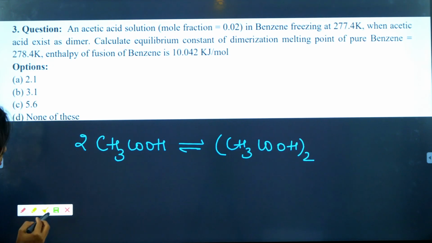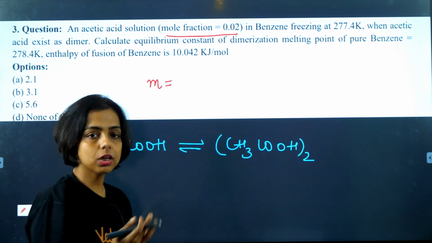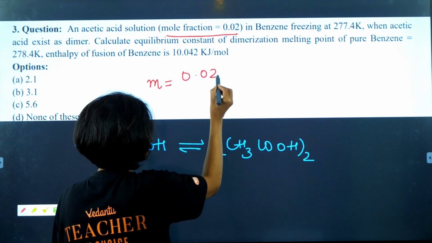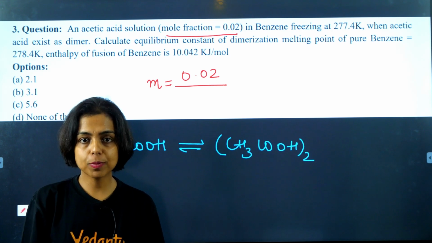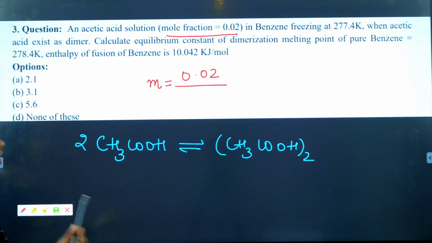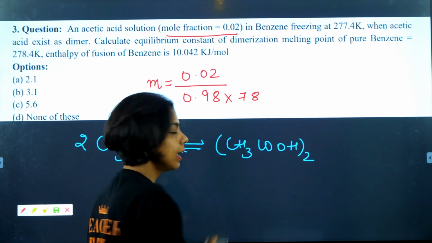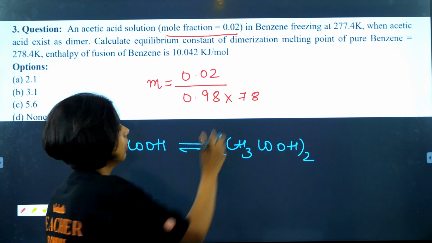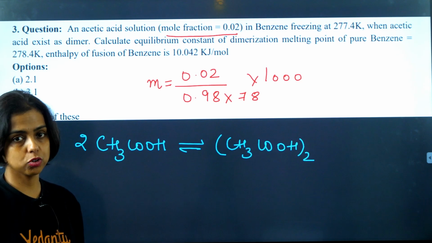So the initial concentration, the molarity, we can calculate, because the mole fraction is given. Suppose the total moles of the solution is 1 mole. Out of 1 mole, acetic acid is 0.02 moles, the solute, and the rest is your solvent, benzene: 0.98 moles of benzene into 78, the molecular mass of benzene. So moles of solute divided by mass of solvent, into 1000, because we have to take that in kg. This will give you the molality of the solution.